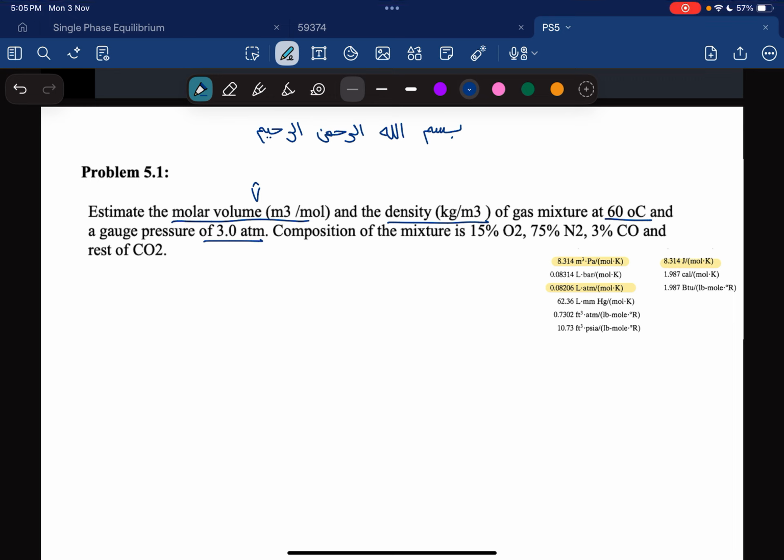This is a tutorial session for problem set 5 for CHEM 205. So let's start with the first question. We are asked to estimate the molar volume and the density of a gas mixture at a temperature of 60 degrees Celsius and a gauge pressure of 3 atm. And we are given the composition of the mixture. Keep in mind that we are asked to find the molar volume in a certain unit, which is meters cubed per mole, and the density in kilograms per meter cubed.